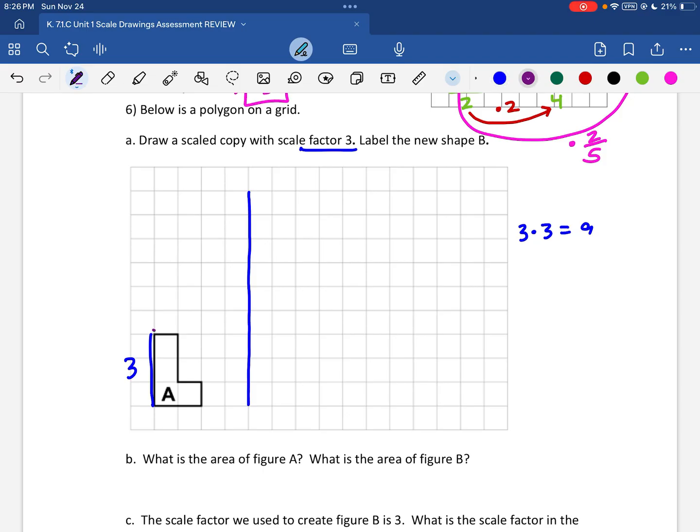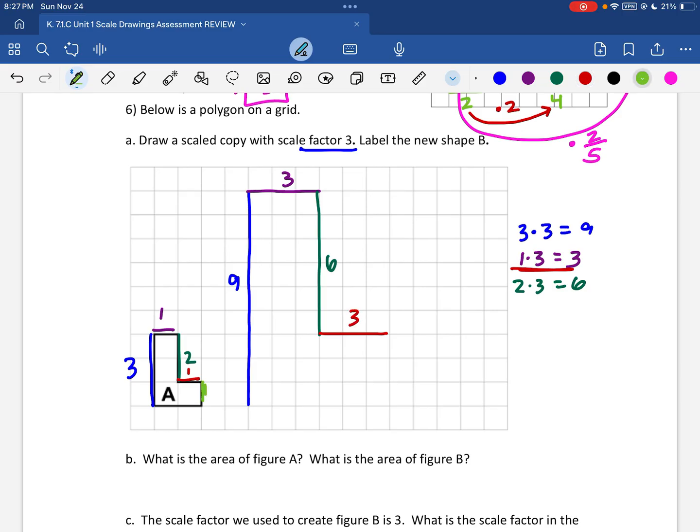This has a length of 1. 1 multiplied by 3 is 3. So that length is now going to have a length of 3. And I'm going to keep on going around and around. This has the length of 2, and 2 multiplied by 3 is 6, so that length is now going to be 6. This is the length of 1. I've already done that. 1 times 3 is 3, so that is now going to have a length of 3.